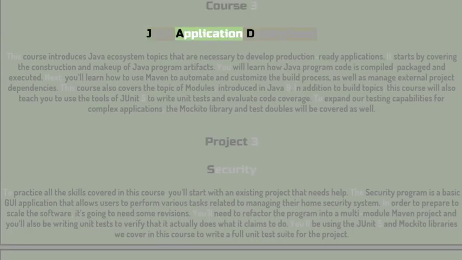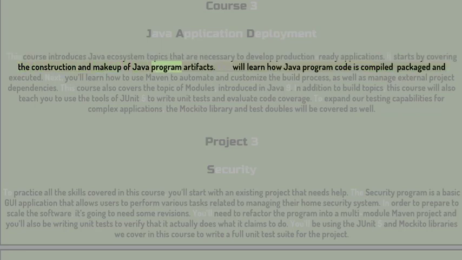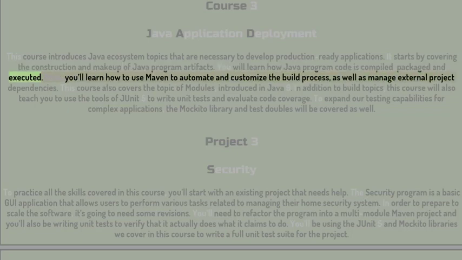Course 3: Java Application Deployment. This course introduces Java ecosystem topics that are necessary to develop production-ready applications. It starts by covering the construction and makeup of Java program artifacts. You will learn how Java program code is compiled, packaged, and executed.